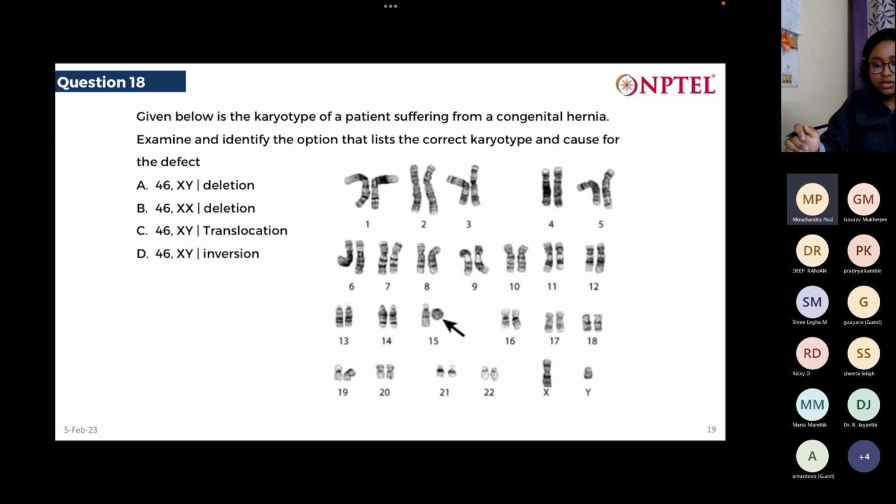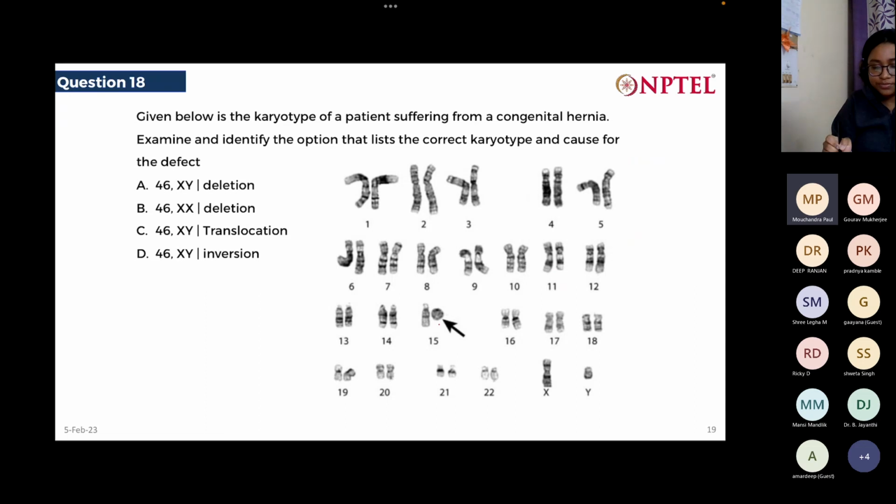Now this question is again based on karyotyping. Given below is the karyotype of a person suffering from a congenital defect. We have to examine and identify which of these options are correct from this karyotype. This arrow shows that we have to focus on chromosome number 15, one of the homologous chromosomes.